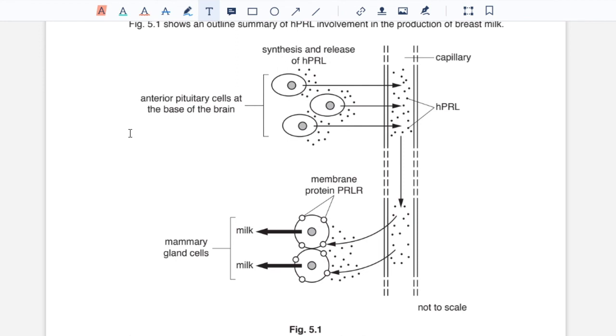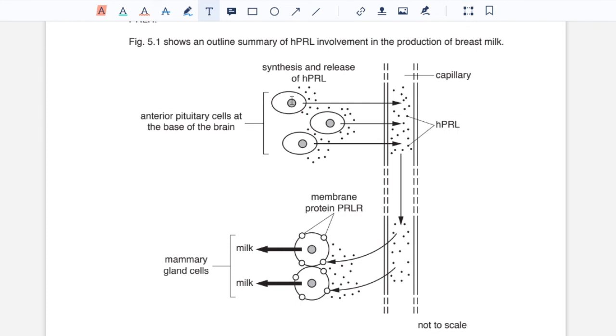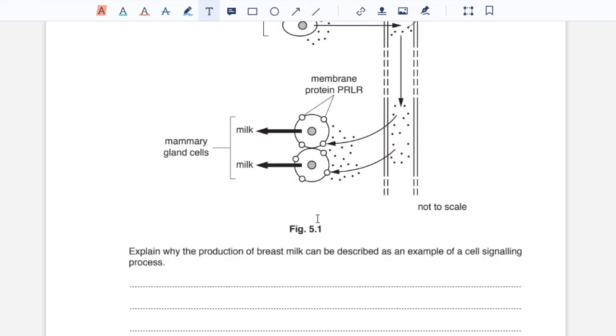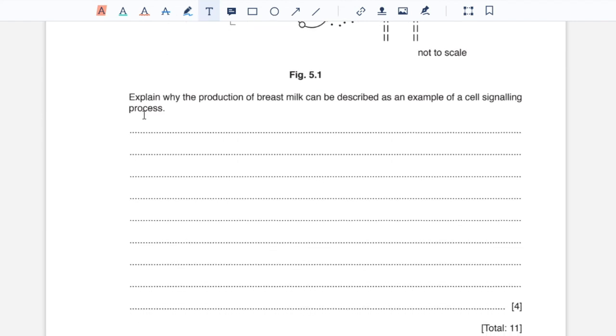To answer such questions about cell signaling, you need to outline the stages of the process and all of the components involved. So it starts with HPRL, which is the cell signaling molecule that enters the bloodstream, and PRLR, which is the receptor molecule. So HPRL and PRLR bind together due to being complementary, and this leads to the secretion of a second messenger that eventually leads to the response, which in this case is milk production. The secretion of a second messenger is not shown over here, so that is not necessary. However, you can mention that in your answer if you wish to.